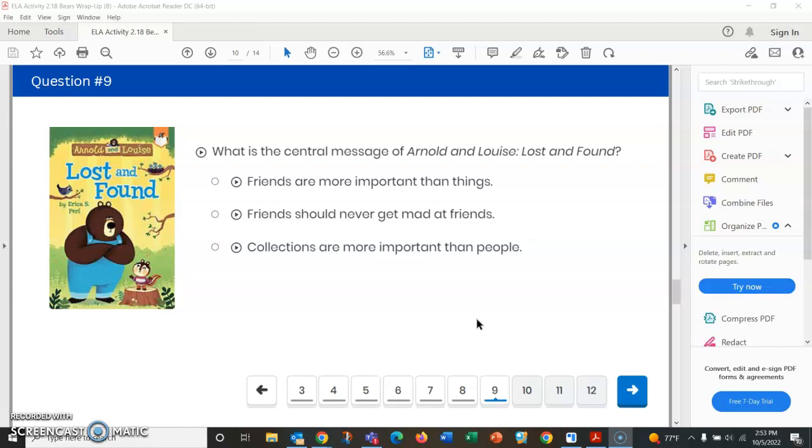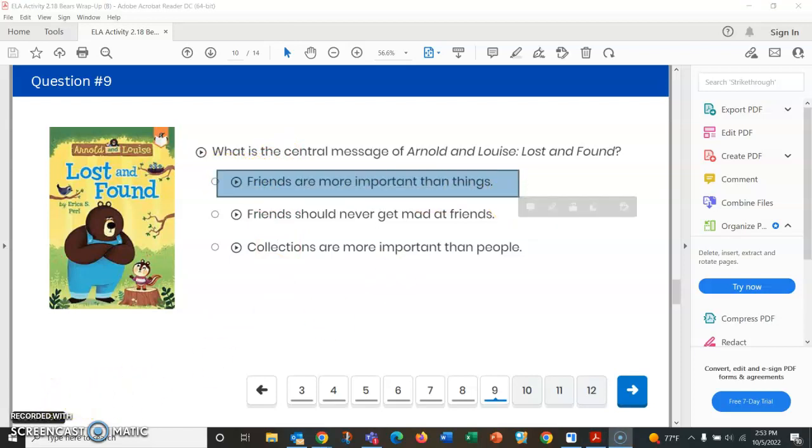But if you have or haven't read the story, you might know the theme of this story here. The theme that we found is that the central message is that friends are more important than things. Okay? Friends are more important than things.